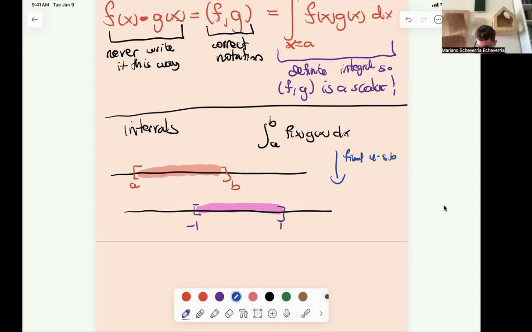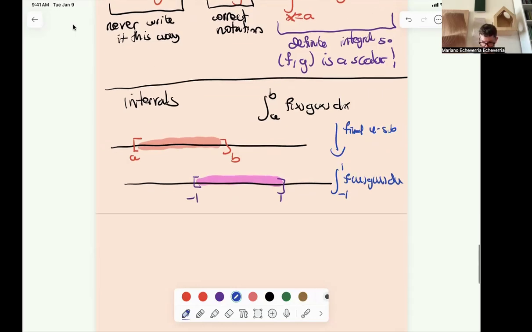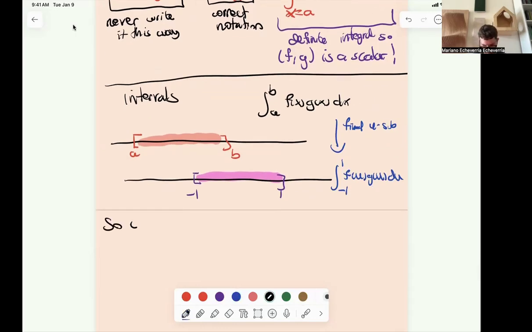You can find a u sub so that it becomes an integral from -1 to 1 of f(u) g(u) du. Again, I won't worry too much about that, because all the problems that I'll give you are on the interval -1 to 1. So we will always work on -1, 1. And because we're always working on that interval, the integration will always take place between those two numbers.